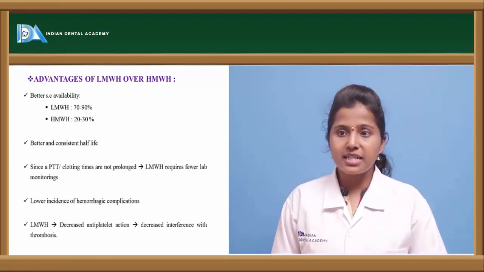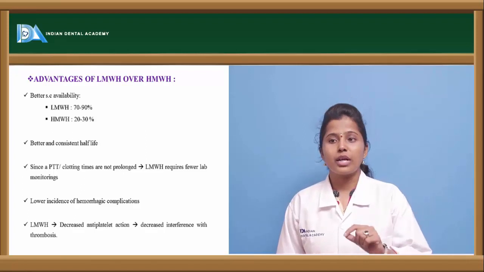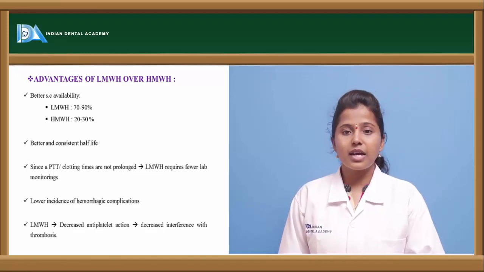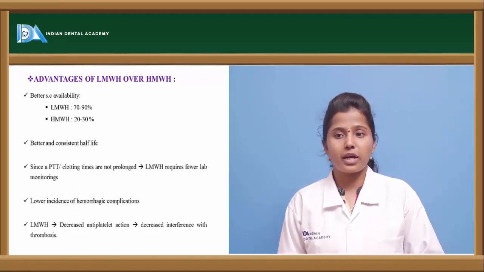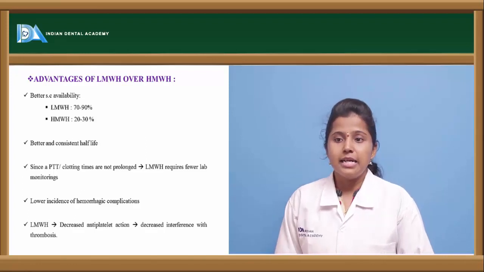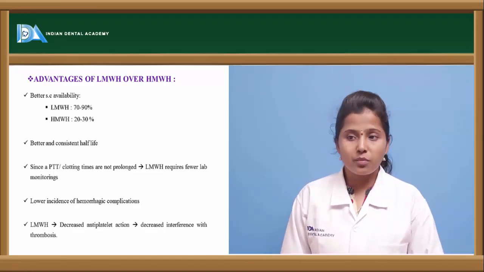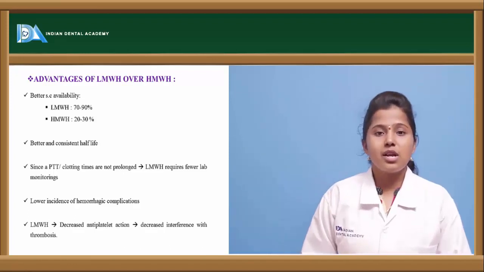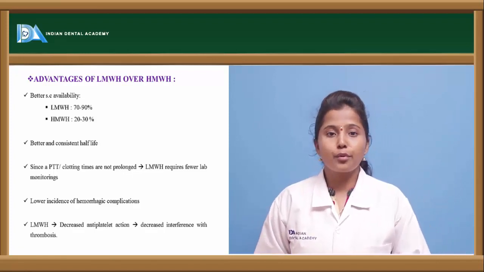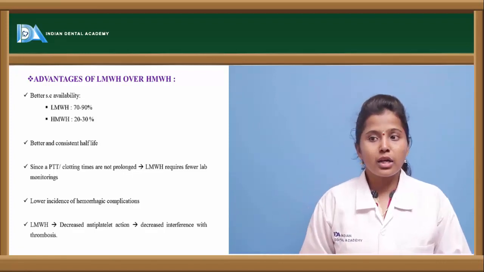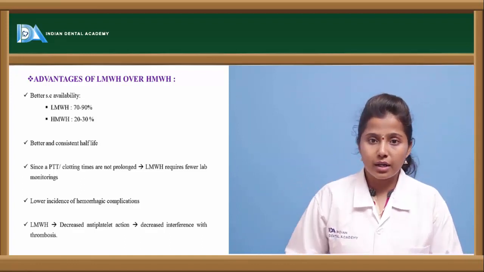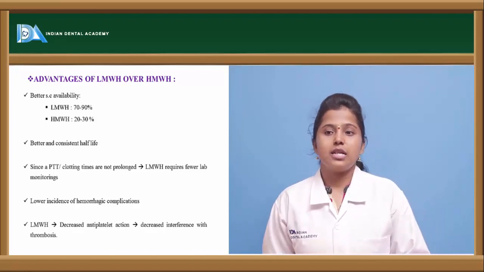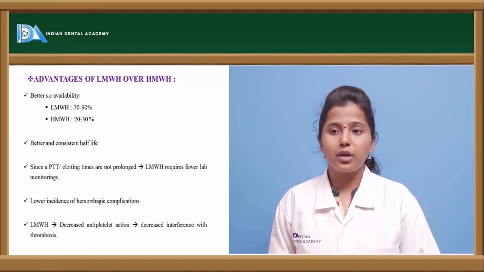The other advantage is better and consistent half-life. When compared to high molecular weight heparins, low molecular weight heparins have a better half-life. The drug can stay in the systemic circulation for a longer period of time so that it can show better action. And since aPTT or clotting time are not prolonged, low molecular weight heparins require fewer lab monitorings, because monitoring is based on the prothrombin time. So they need not be monitored every few hours, or monitoring is not required frequently. That is the reason these are more advantageous when compared to high molecular weight heparin.